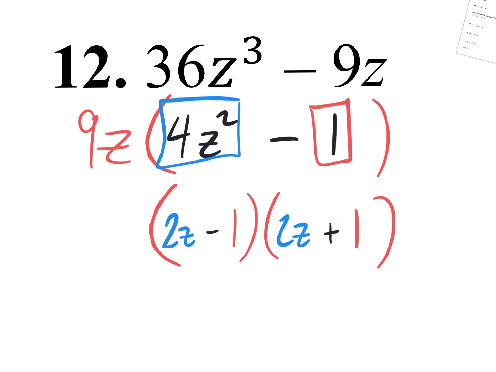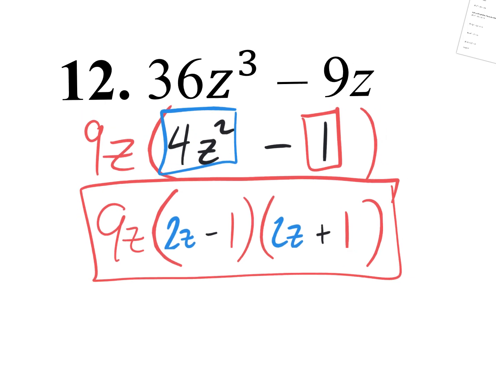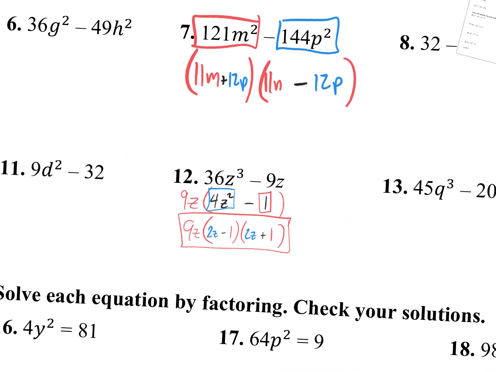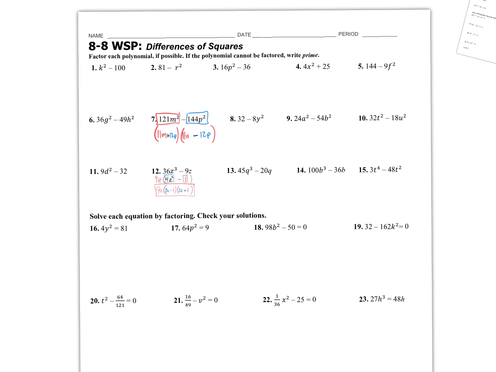Now that 9z, that GCF that you pulled out originally, you're going to have to bring that down as well. And you're going to have to type this whole thing to get full credit. 9z, open parenthesis, 2z minus 1, 2z plus 1. Okay? So it may be a bit weird on this worksheet. Pull out the GCF. Always try to pull out the GCF first before continuing factoring. Pull out the GCF, and if you do have a perfect square term, then obviously square root and plug it into your factor form answer format.